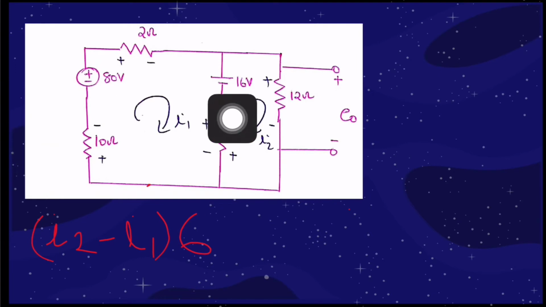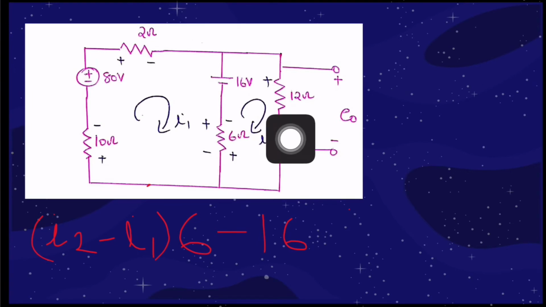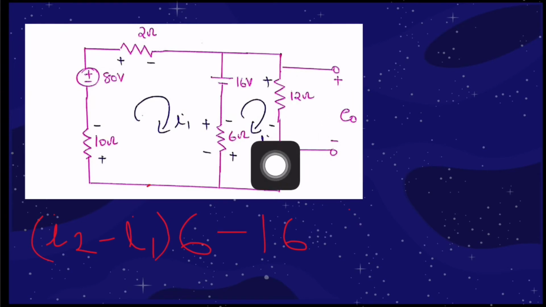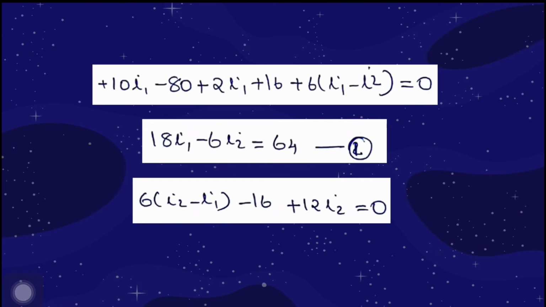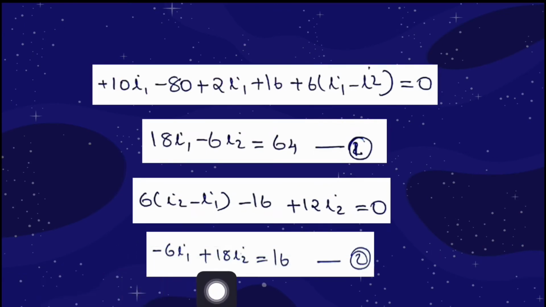Then this independent voltage source, from the polarity mark, it is clear that we have to add a term minus 16. Finally, the voltage drop across this 12 ohm can be expressed as 12 into I2. So we add a term plus 12 into I2 to our KVL equation, and that is equal to 0. So this is our equation. By rearranging it, we get minus 6I1 plus 18I2 is equal to 16, which is labeled as equation number 2.